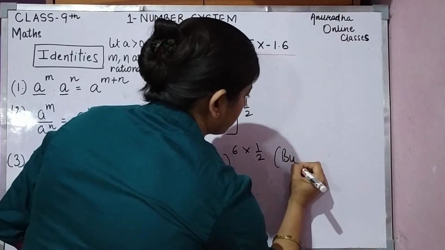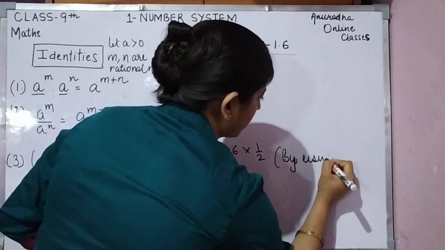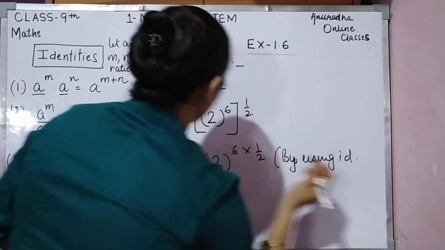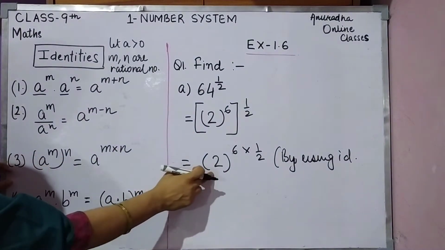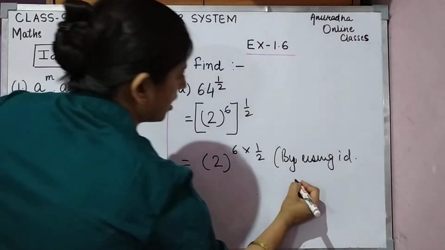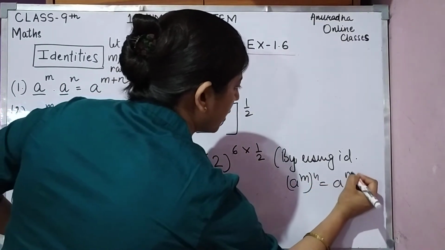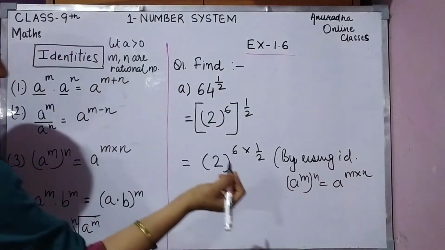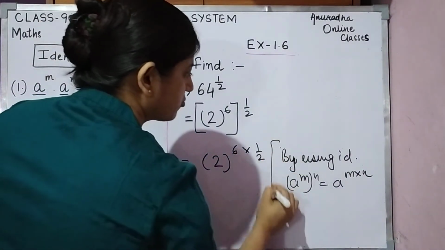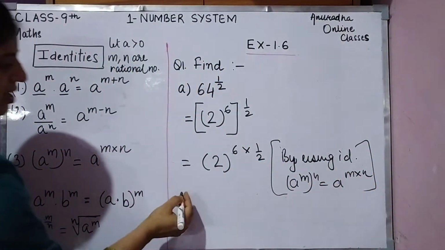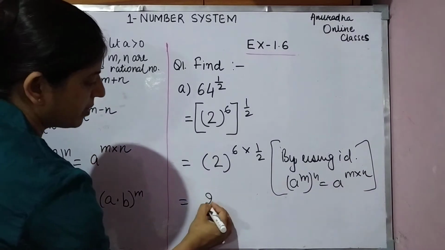By using identity, which identity we have used? See, this one is this. A की power m whole power n is equal to a power m into n. Right? This identity you have to use, you have to write to the side of this. So it will be 2.